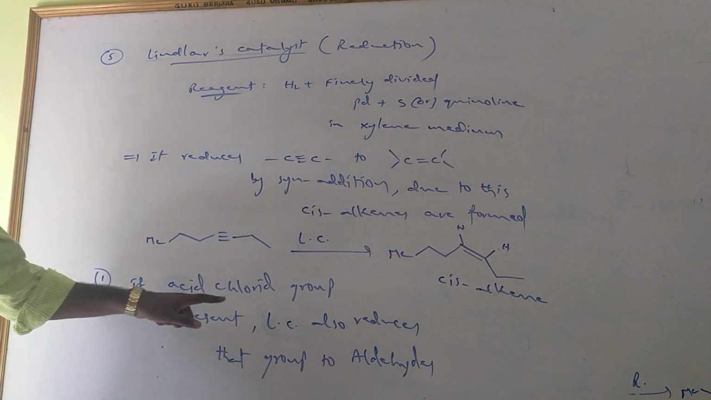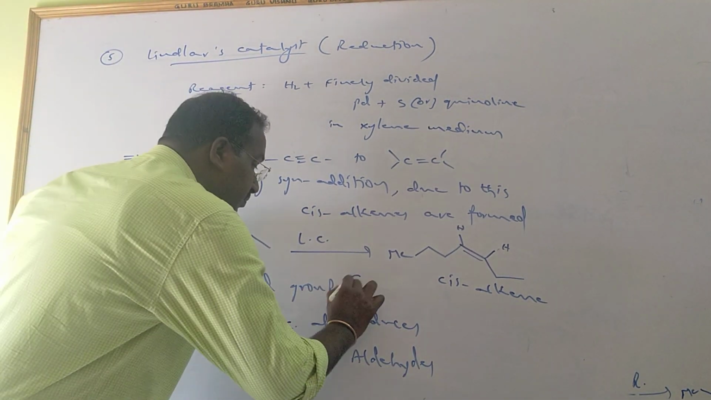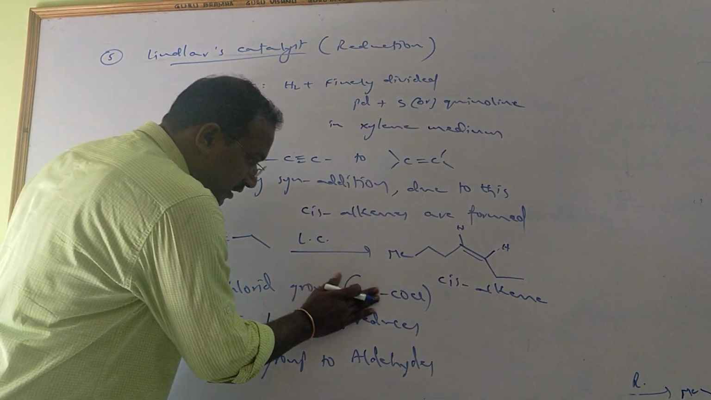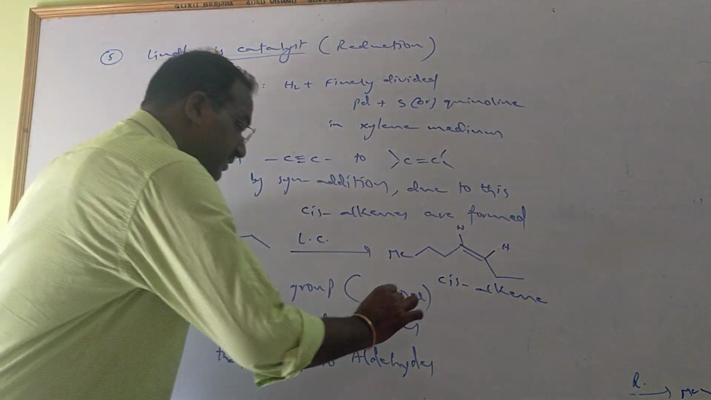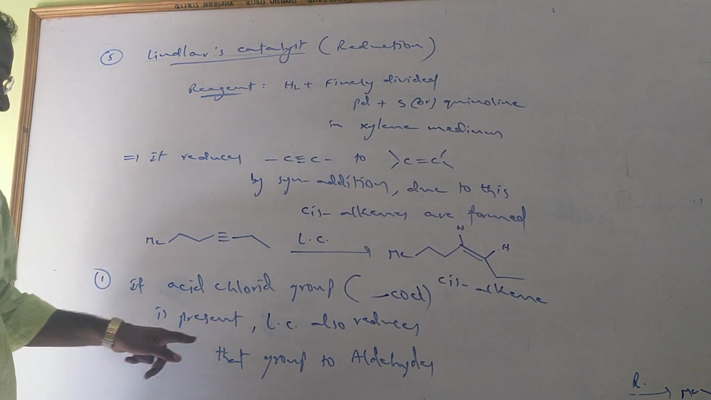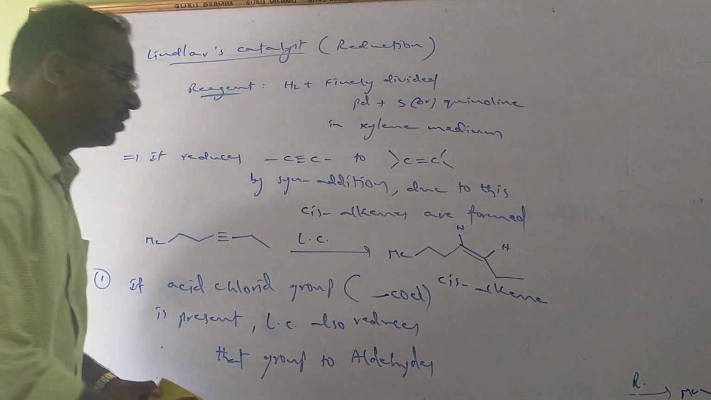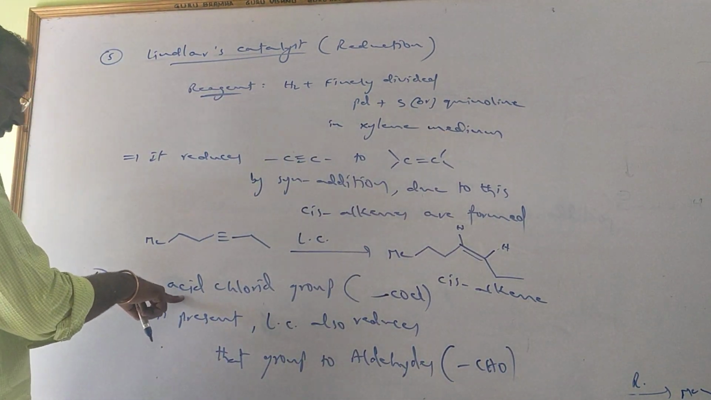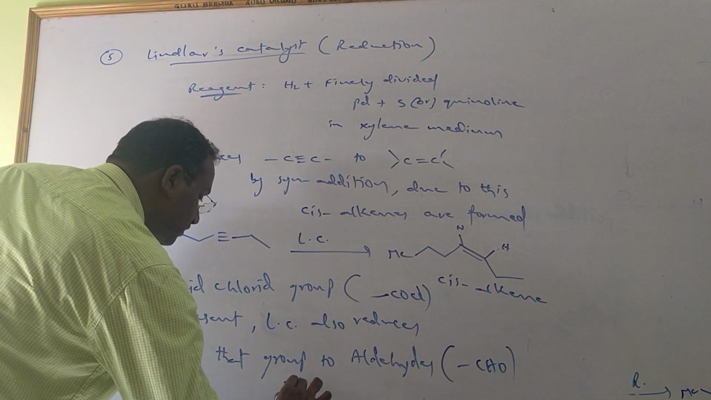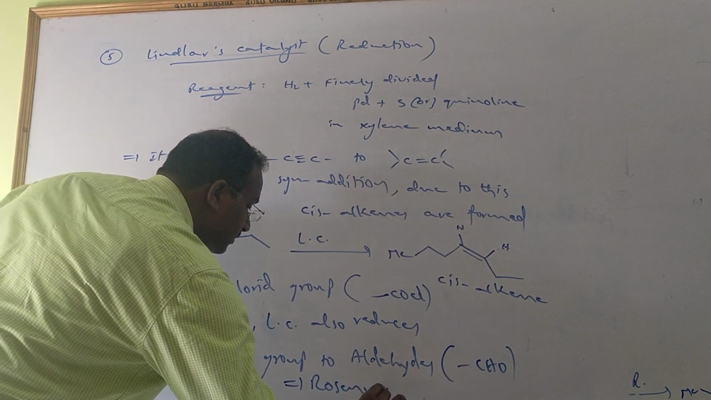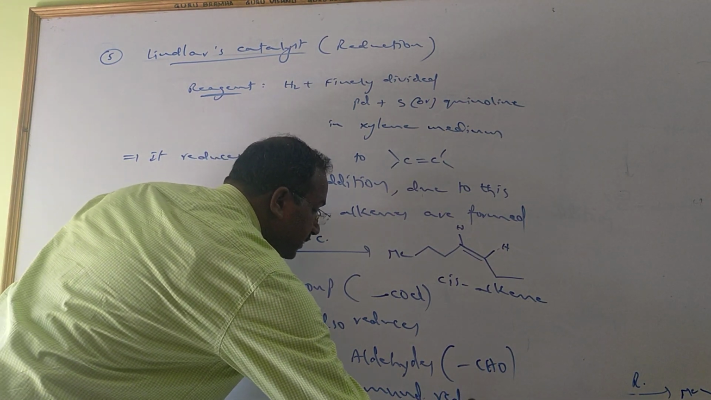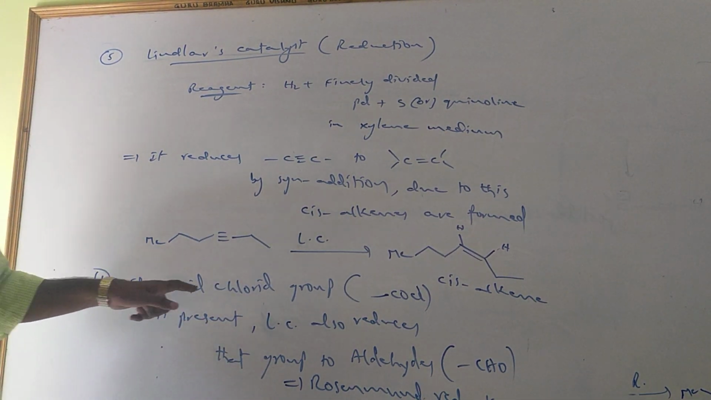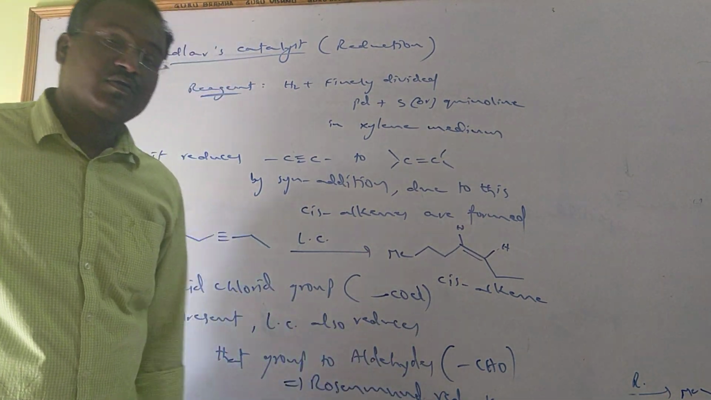If an acid chloride group is there, RCOCl, what is an acid chloride group? C double bond OCl. We can write it like this: COCl. If it is there, Lindlar catalyst reduces that group to aldehyde, meaning it converts into CHO. The conversion of acid chloride to aldehyde is called what? Rosenmund reduction. So if an acid chloride is there, it converts into aldehyde, and that conversion is called Rosenmund reduction.